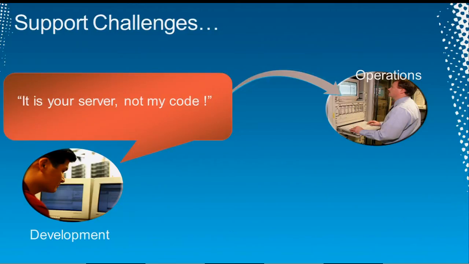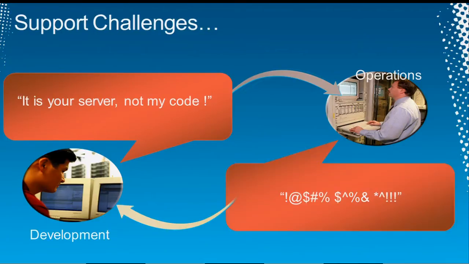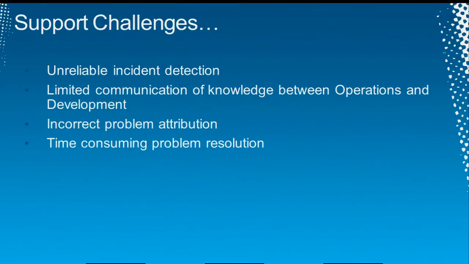So developers are getting somewhat defensive, saying, well, it's working here, it's not working there, then most likely that's your code. And then the conversation gets very philosophical. But the point is that due to very unreliable incident detection, and I've heard some people tell me that Twitter is their best monitoring solution, and limited communication between dev and ops, you have a lot of this finger pointing and blame storming going on. And at the end, essentially, MTTR, mean time to resolution, is affected.